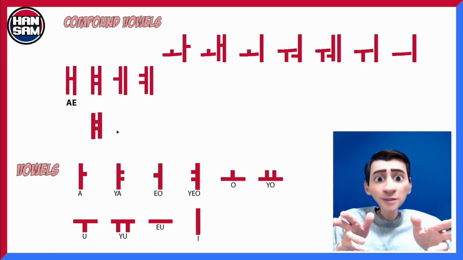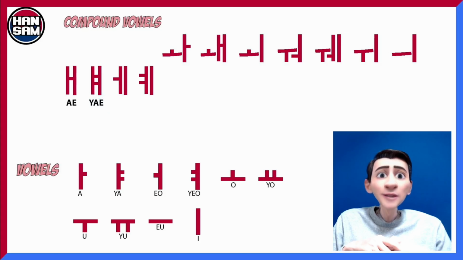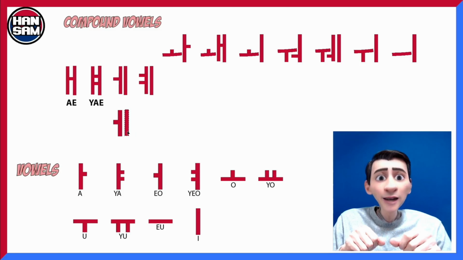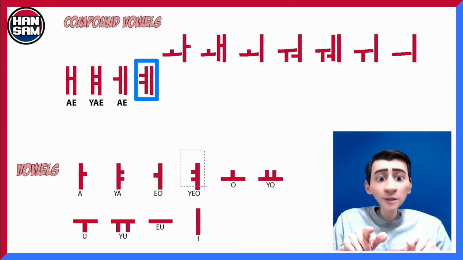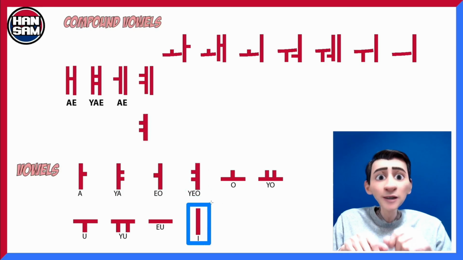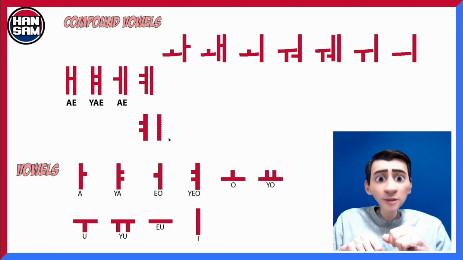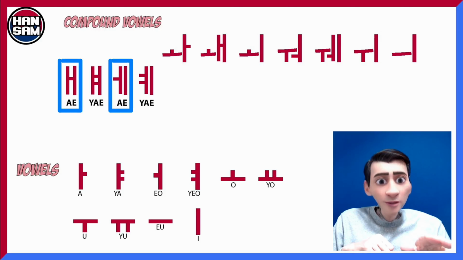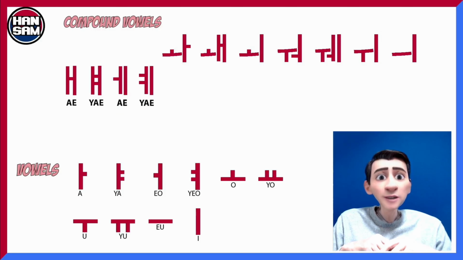It creates a Ye sound. In the previous video, I mentioned that when you add one stroke to the previous vowel, you are adding a Y sound in the front. The same thing applies here as well. The third vowel is a combination of A and E. It creates an E sound. The fourth vowel is a combination of Y and E. It creates a Ye sound.